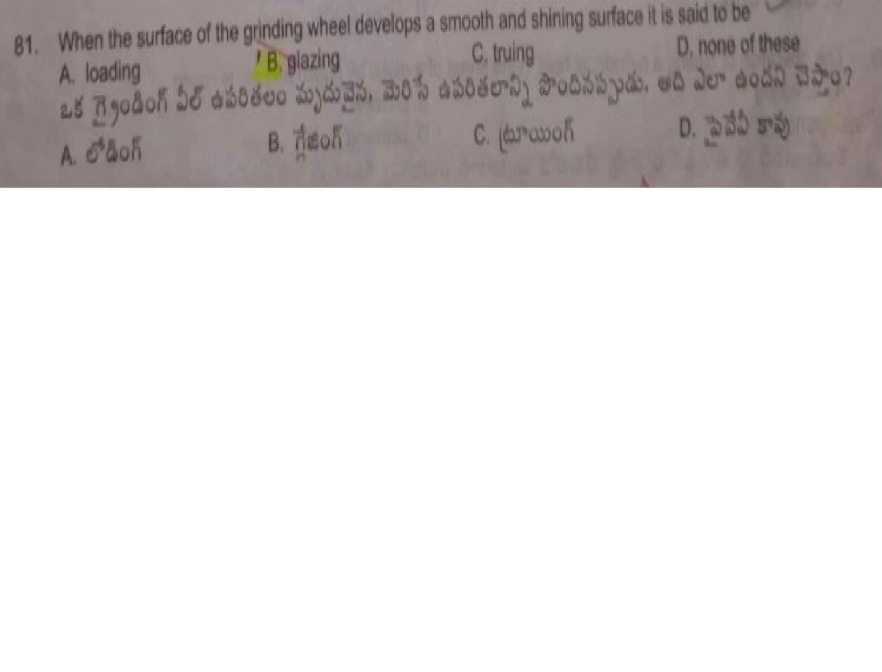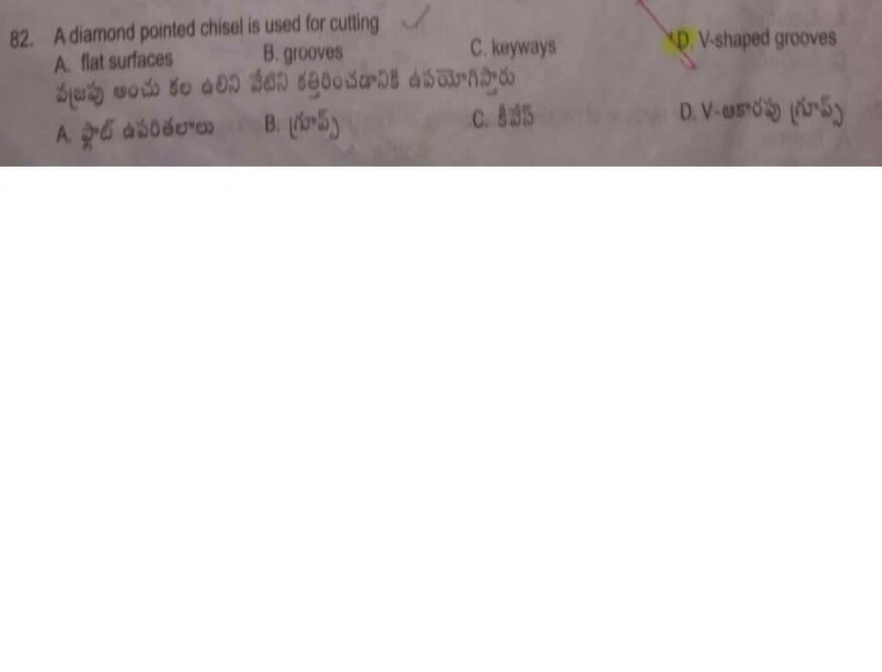This one was already discussed. A diamond pointed chisel is used for cutting A. a flat surface, B. groove, C. keyway, D. V-shaped groove. V-shaped groove is the answer.